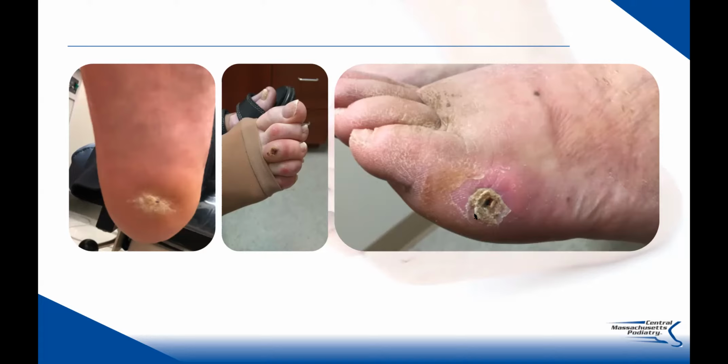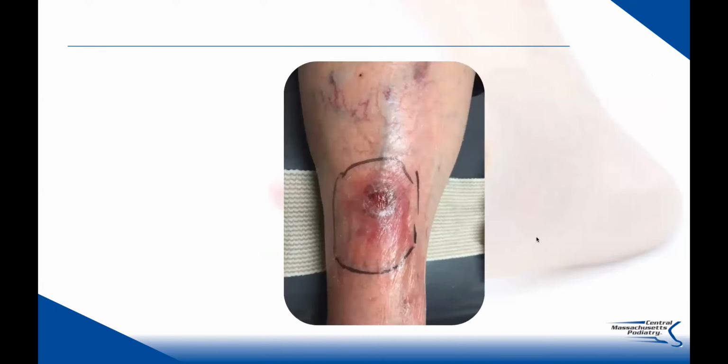And another thing you have to realize is you may buy the shoes when you're not swollen, and then when your feet swell up, it's not going to fit anymore. So you also have to appreciate how swollen you are, because that swelling can really impact things. So those are some high-risk feet.